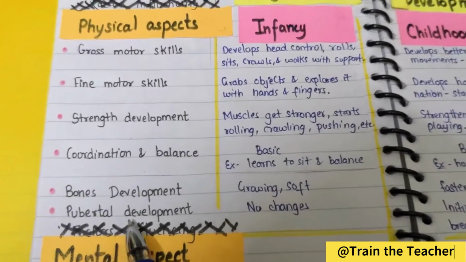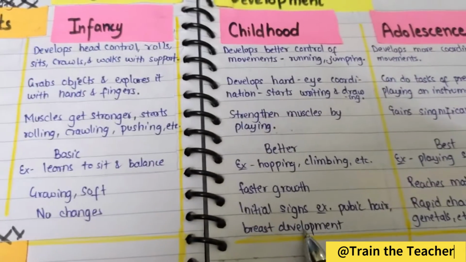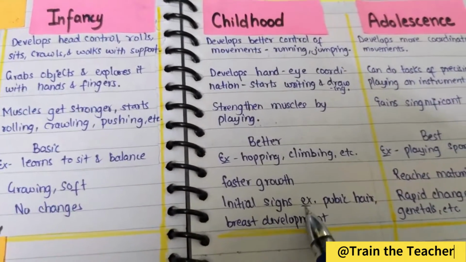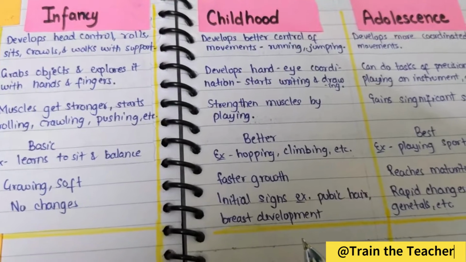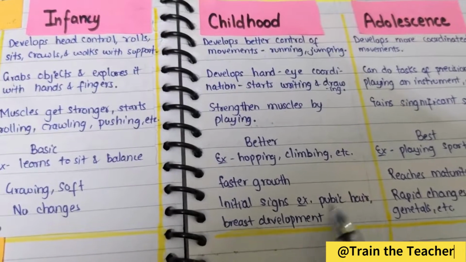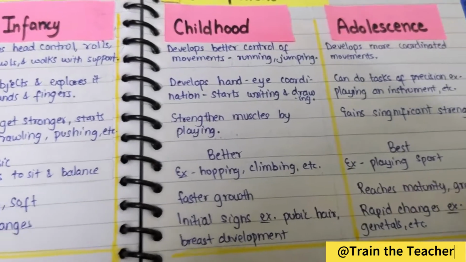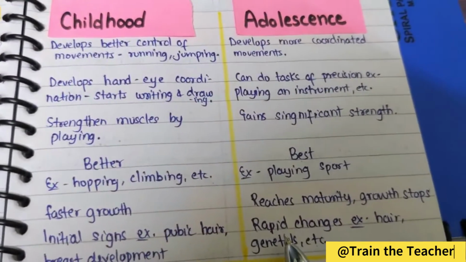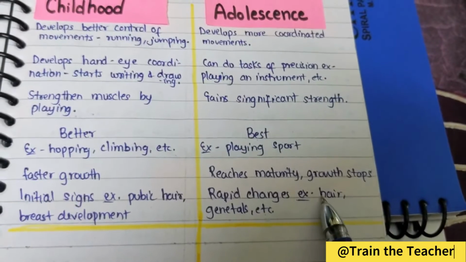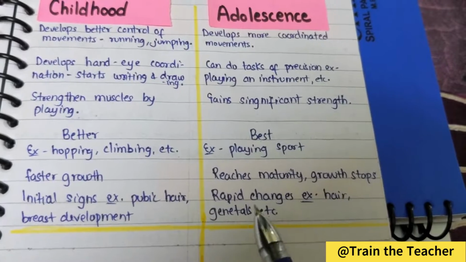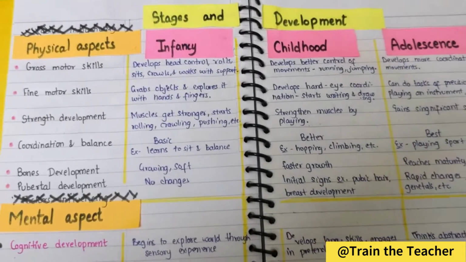The last point is pubertal development. Obviously during infancy there are no signs of it. During childhood, initial signs get started, they become visible. For example, pubic hair, breast development, are slightly visible. And during adolescence rapid changes take place, for example hair growth at different places, genitals, etc. So this was all about physical aspect, everybody.